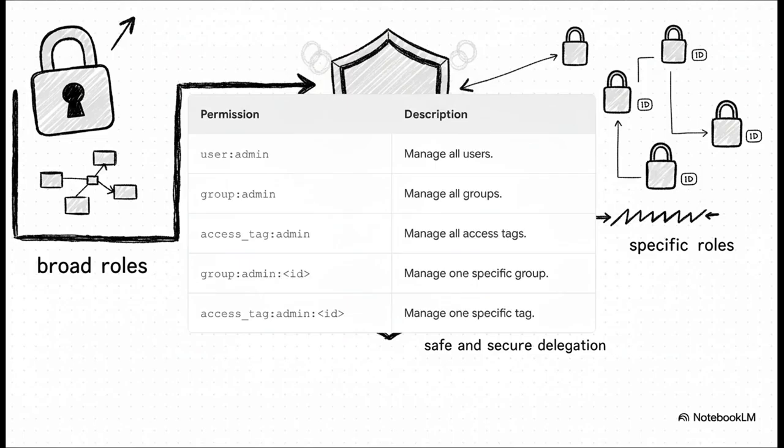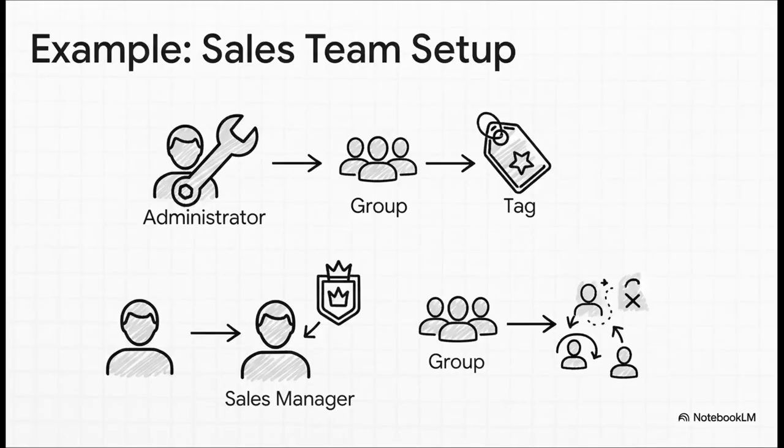These administrative powers come from roles, and you can get really flexible here. You can have a broad, powerful role, like group.admin, to manage all groups. Or you can get incredibly specific and create a role that can only manage one single group, or even just one single access tag. This is how you can safely delegate responsibility without giving away the keys to the whole kingdom. So let's make this real.